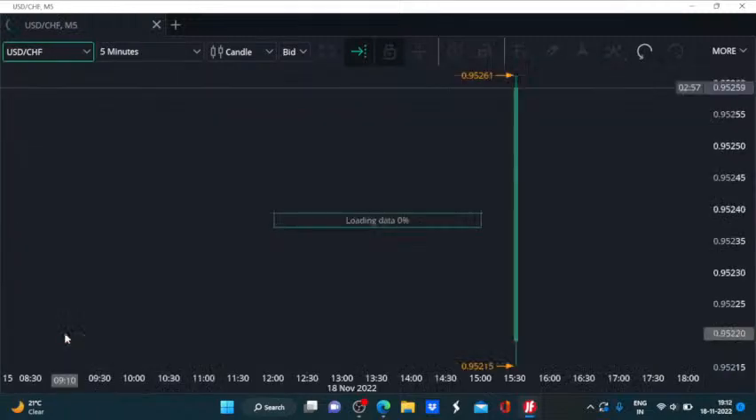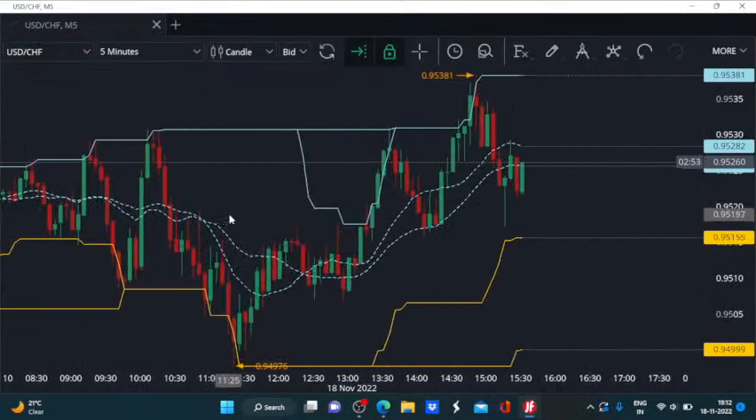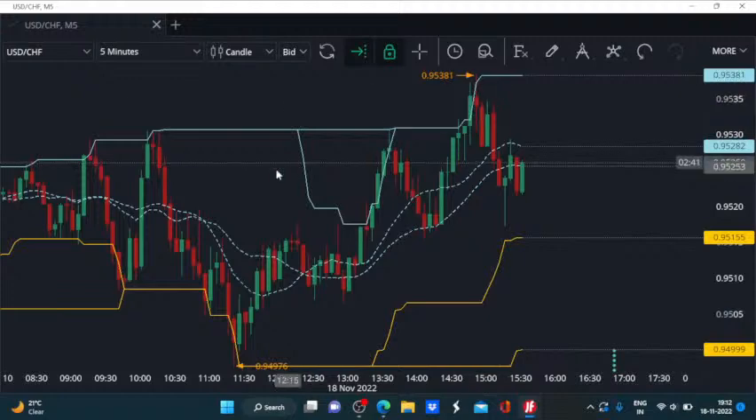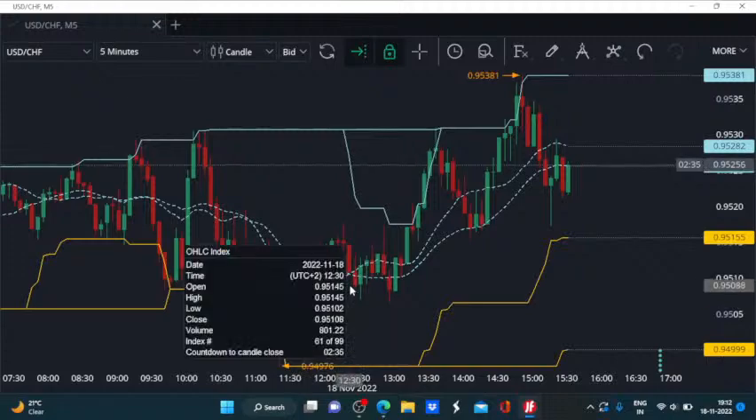Now let us see the developments for USD/CHF. The USD/CHF is also looking in the same category as USD/CAD. We are seeing the USD gaining strength against the CHF, and it has gone on to make the day's high at 0.9538 after making the day's low at 0.9499.